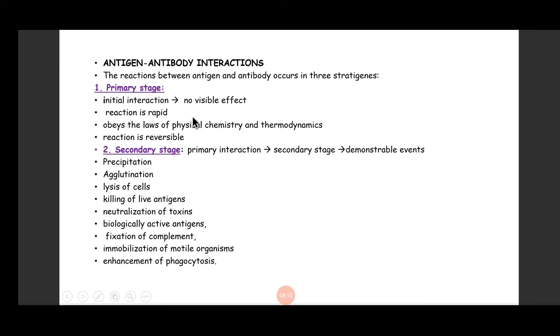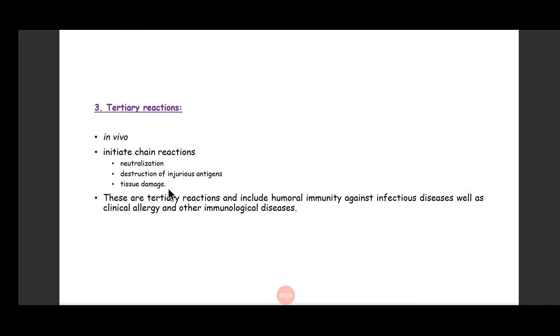It follows simple laws of physics and chemistry and thermodynamics. But because they are no ordinary compounds, they are antigen and antibody, they also give some demonstrable events like precipitation, agglutination, lysis of cells, killing of live antigens, or neutralization of toxins and biologically active agents, fixation of complement, immobilization of motile organisms, or enhancement of phagocytosis. These are the effects of antigen-antibody reaction. The primary stage is only the interaction of the antigen-antibody, but what it results in is these secondary stages, or the observable or demonstrable events because of the antigen-antibody reaction.